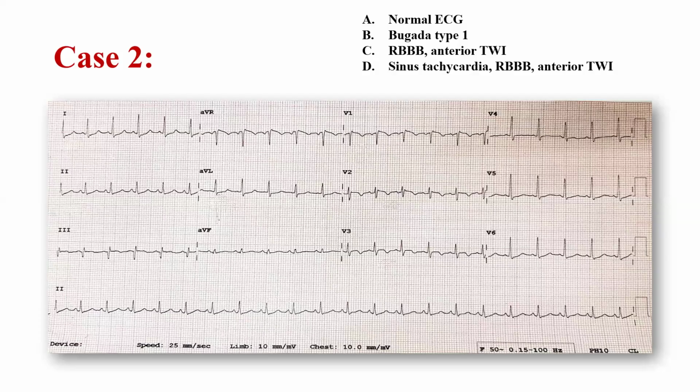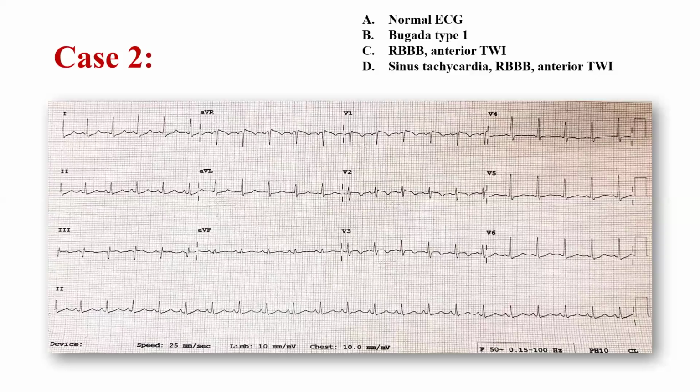So I would like to go with option D, sinus tachycardia with anterior T wave inversion, but I am not sure about the RBBB because it does not look like the typical RBBB pattern. So I would go with sinus tachycardia with anterior T wave inversion.